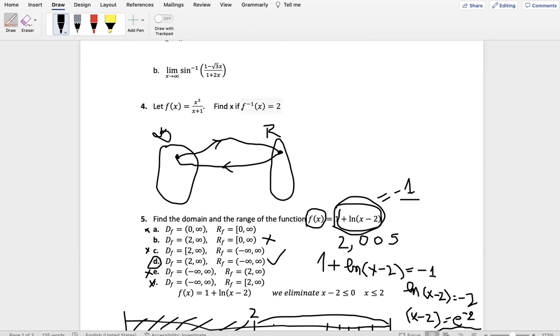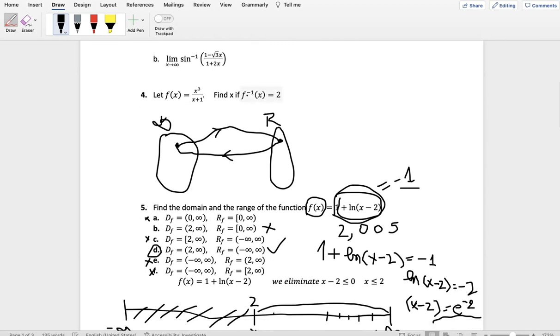So for the inverse function, you just take the range and it becomes the domain, and the old domain becomes the range. And why is this important for our case? Because here we're asked to find a value of x, such that when you plug it into f inverse of x, it gives you 2.